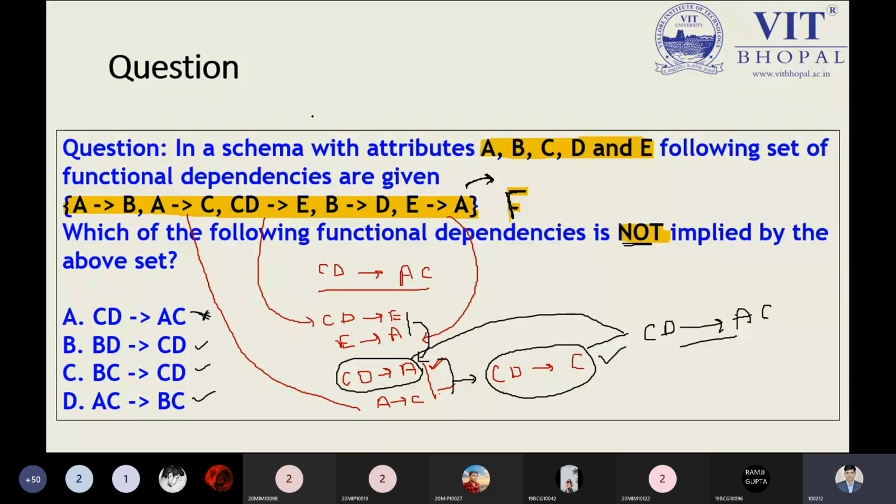Okay, solve it. Has anyone solved the question? Just tell me right now. Which is the wrong answer? Which is the correct answer?